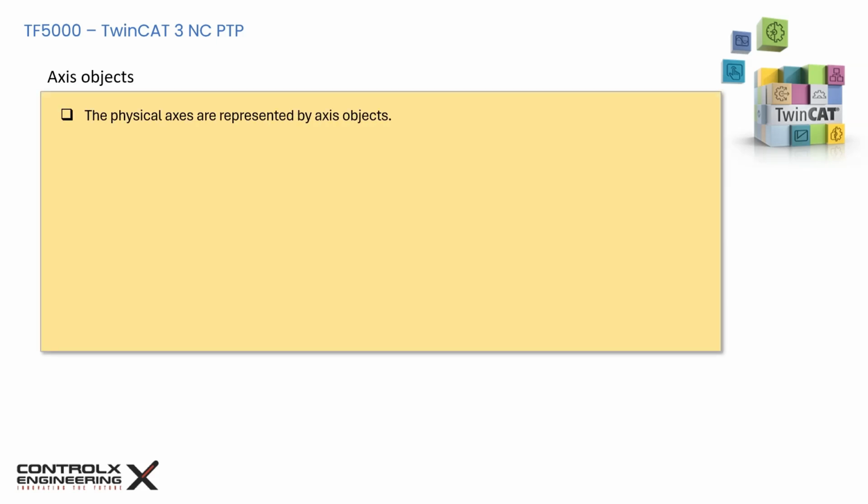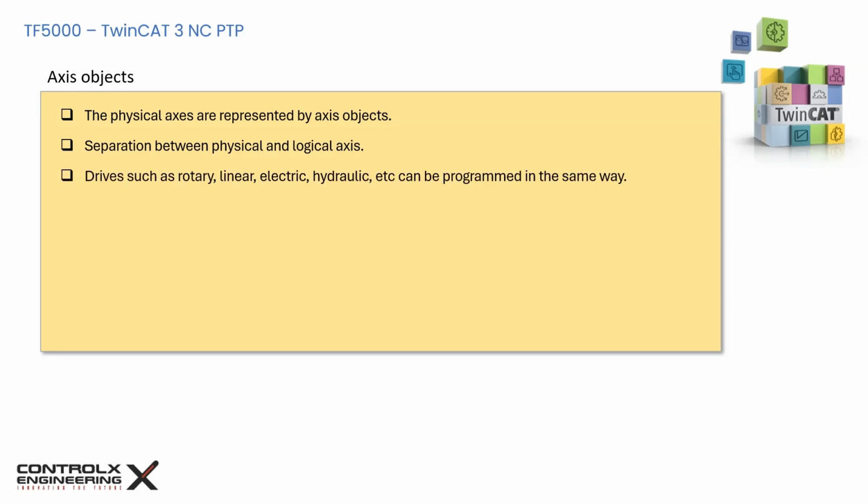In TwinCAT, the real or physical axes are represented by axis objects, which can be considered as a digital twin of the physical axis. This results in a separation between the physical and logical axis. This allows rotary, linear, electrical, and hydraulic drives all to be programmed in the same way. In addition, the axis object can simulate an actual axis, which makes it possible to do offline program development without physical hardware, as we will see in the online segment of today's tutorial.